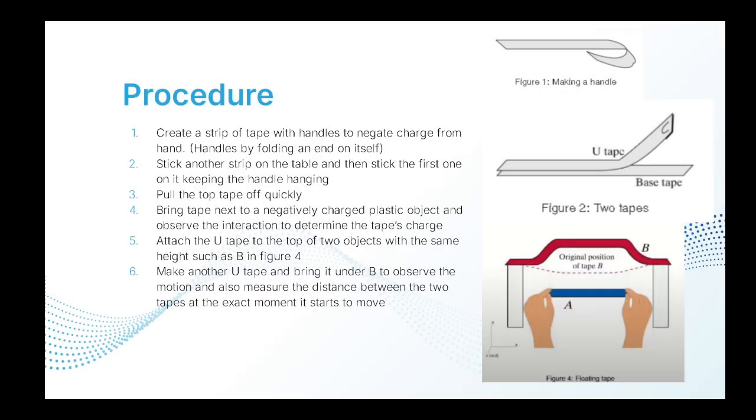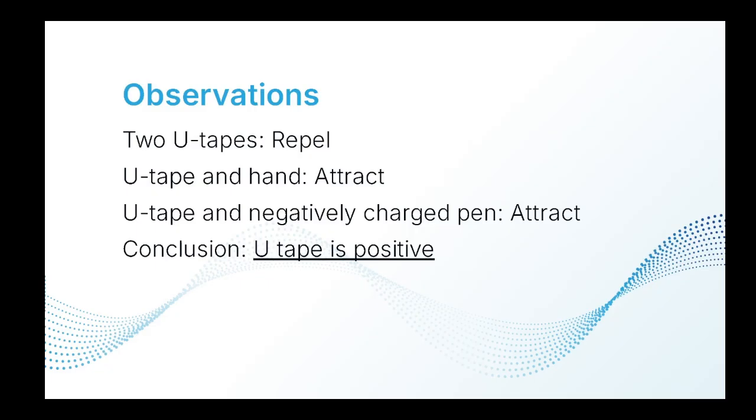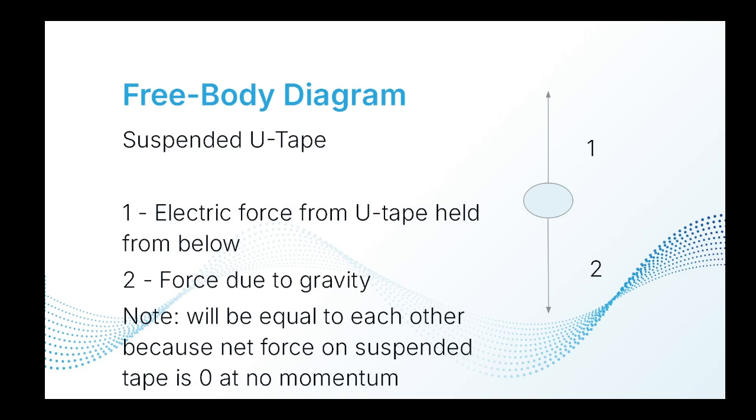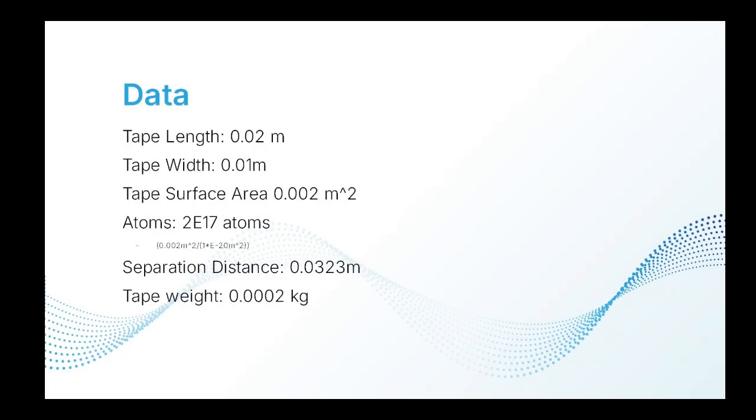So this is the same procedure we had from last time, where we're putting the two pieces of tape and trying to hover it. So of course the observations are the same. Most importantly, the tape is negatively charged. When it's compared with the negatively charged pen, they're attracted to each other, so that's how we know it is positively charged. Here is the separation distance measurement, 0.0323. And then here's the free body diagram. So 1 is the electric force pushing it up, and 2 is the force of gravity going downwards.